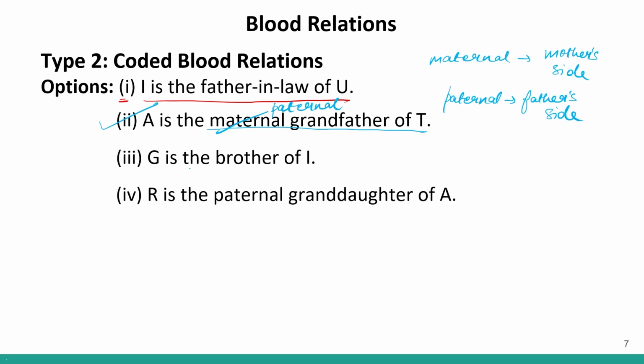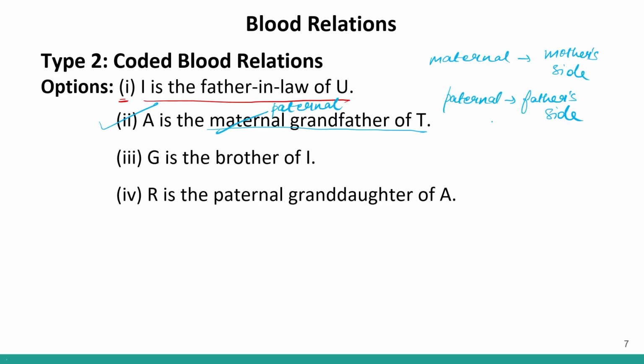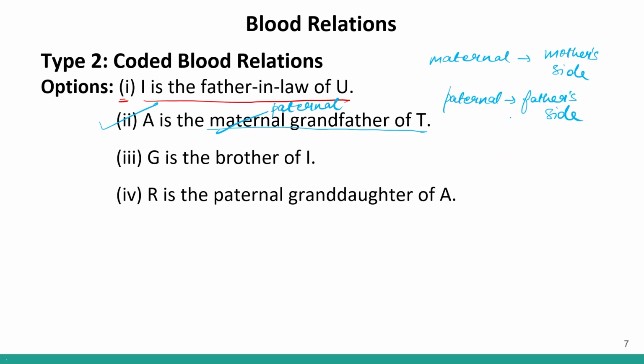Okay. Option number 3 says G is the brother of I. So let us check. G is the brother of I. Is this correct? Yes, they have a sibling bond. G is the brother of I. This is correct. Then option number 4 says R is the paternal granddaughter of A. So if I look at the arrangement, R is the paternal granddaughter. Yes, because this is father's father. So this one is also correct.